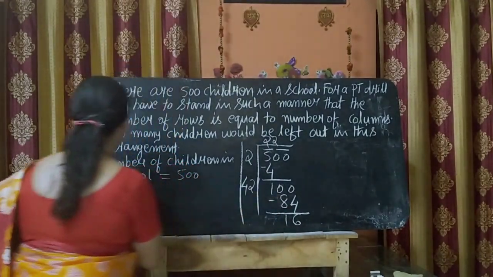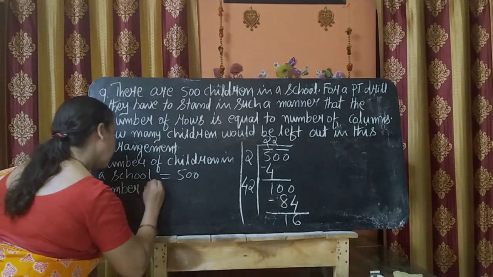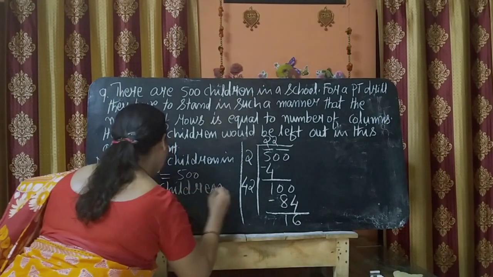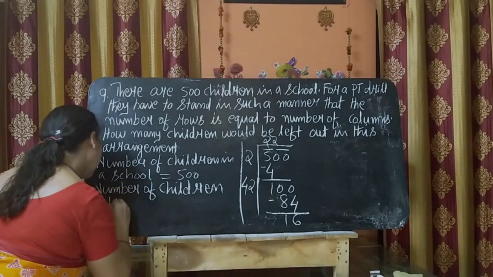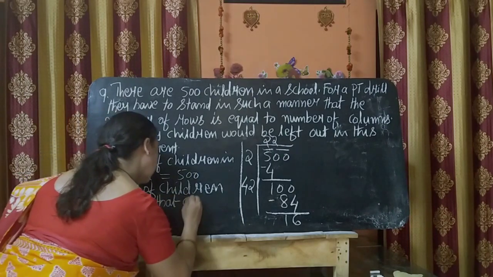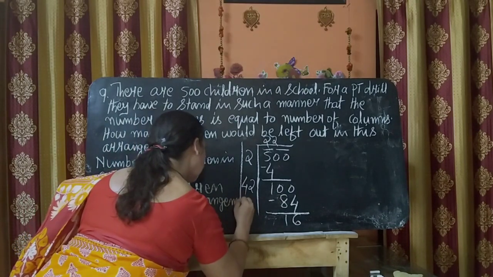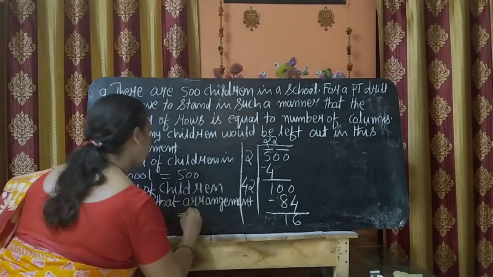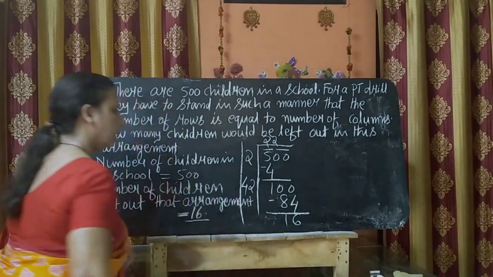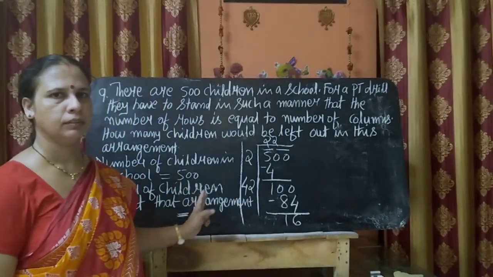The number of children left out in that arrangement equals how many? 16. Here 16 children are left out in that arrangement. Copy down this.